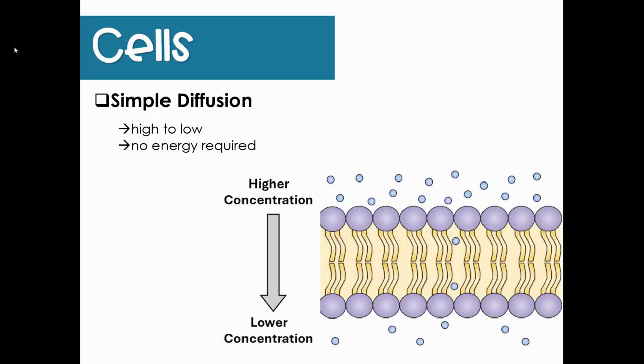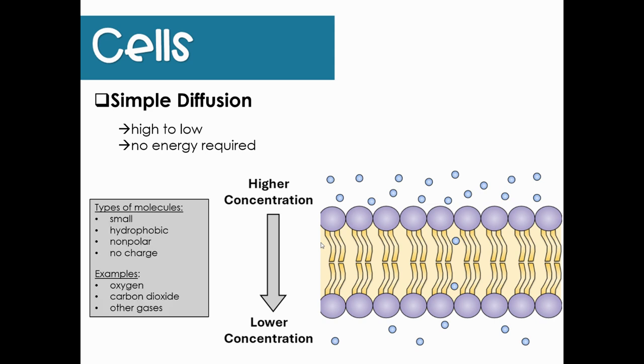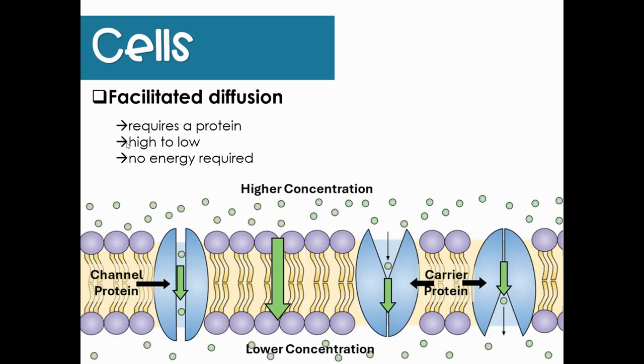In simple diffusion, molecules are going to move from high concentration to low concentration. We can see this in the picture. You have more molecules here. They're going to pass through the cell membrane to the other side, where there's a lower concentration of molecules. Since this is moving with the concentration gradient, from high to low, no energy is going to be required in simple diffusion. Remember, there are specific types of molecules that passively pass across the cell membrane in simple diffusion. This is going to be your small molecules, the ones that are hydrophobic, non-polar, not charged. Examples of this would be oxygen and carbon dioxide.